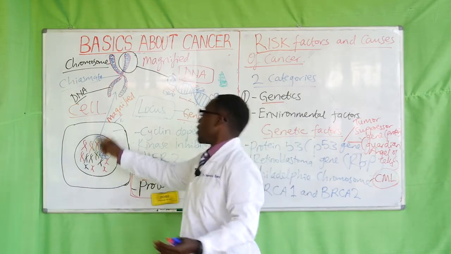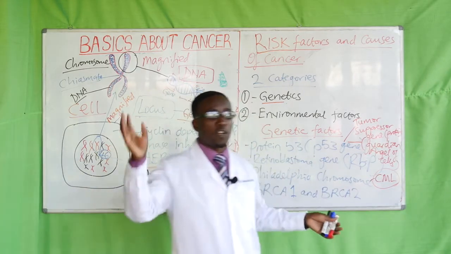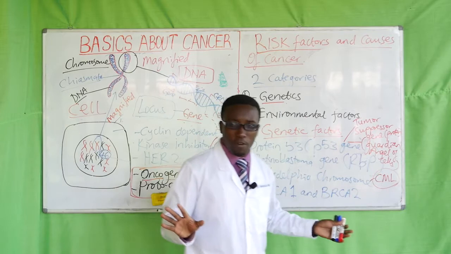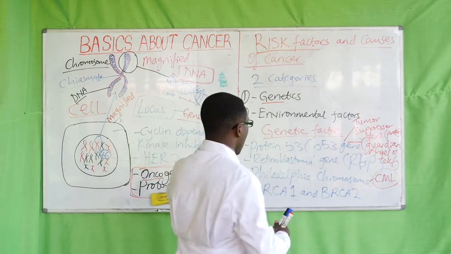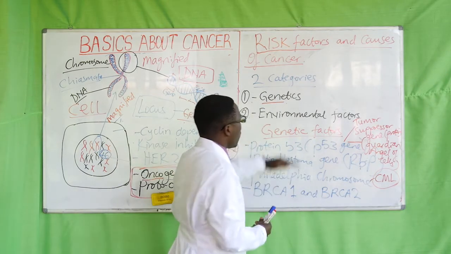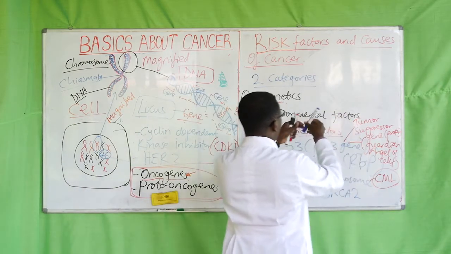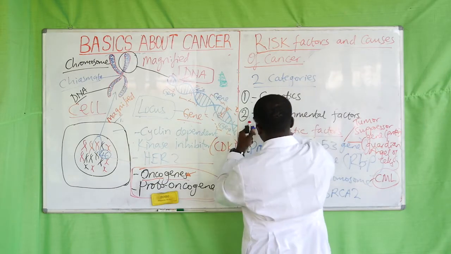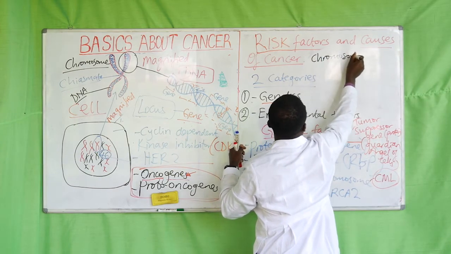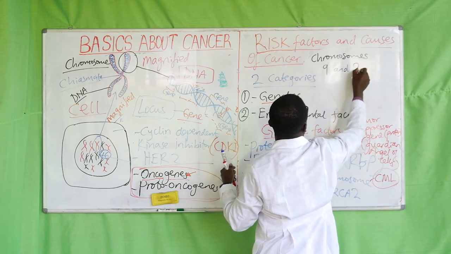Now, the first 22 are called what? The autosomes. Those are the ones which code for all the proteins that determine my outlook, my behavior, each and everything about me. Now back to our Philadelphia chromosome. Like I've said, the pairs have numbers. Now, we have what we call chromosome 9 and 22.